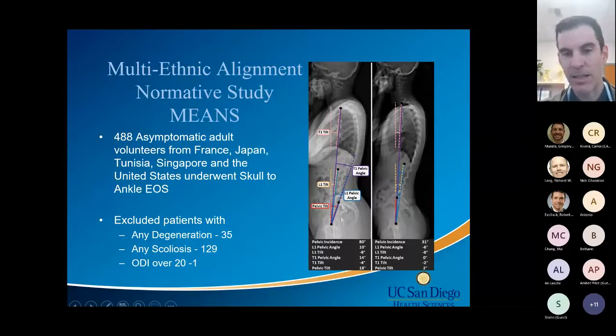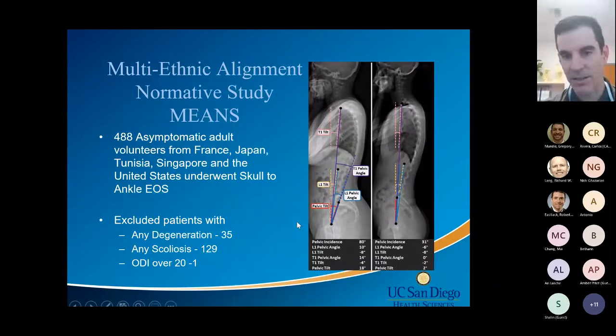We measured pelvic incidence, the L1 pelvic angle, which is a line from the centroid of L1 to the femoral heads, and the angle formed between that line and S1 to the femoral heads. L1 tilt, which is just like pelvic tilt, centroid to femoral heads in a vertical line. T1 tilt and T1 pelvic angle. We did it for every single vertebra, though.